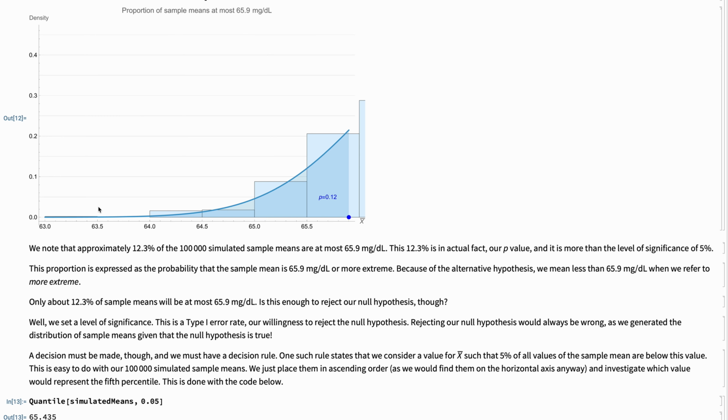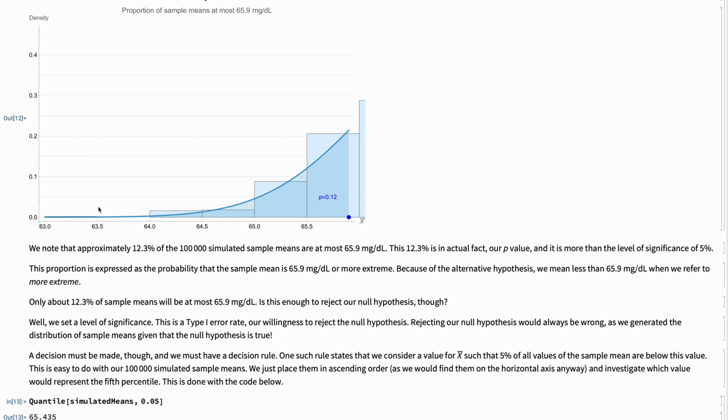And another way to look at it is, all these x bar values, the 100,000 that I have, or theoretically from negative infinity to positive infinity, let's take that level of significance of 5%. Let's look at this lower 5% of all those values.